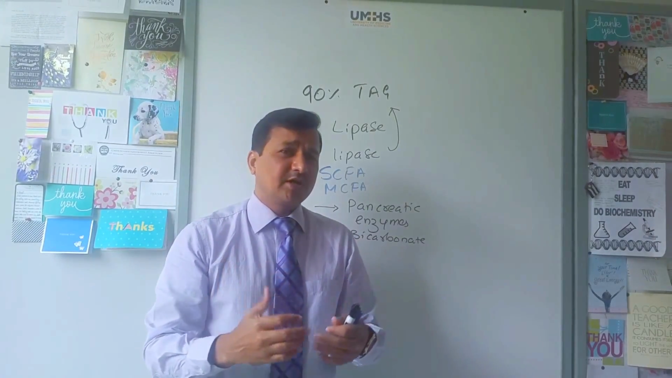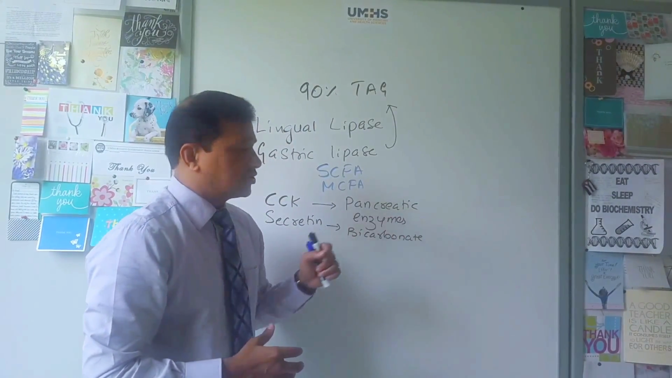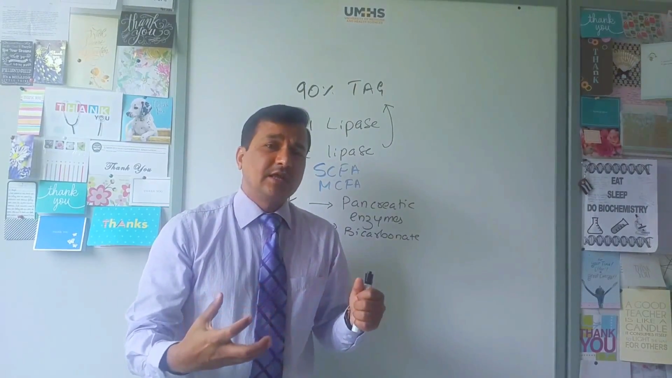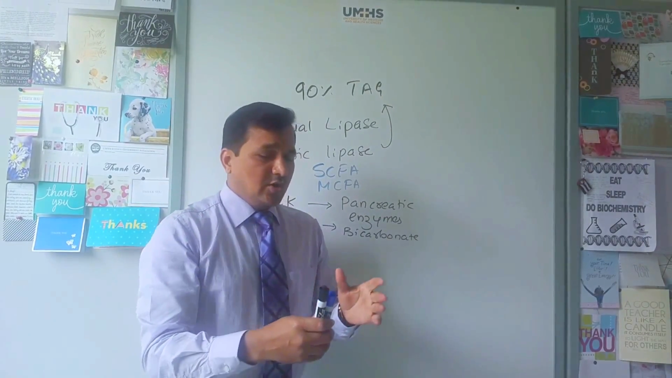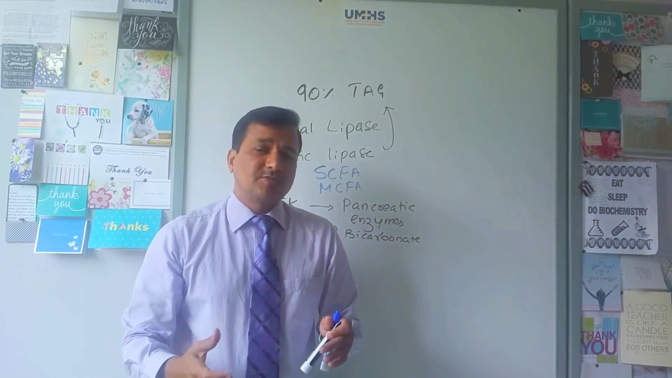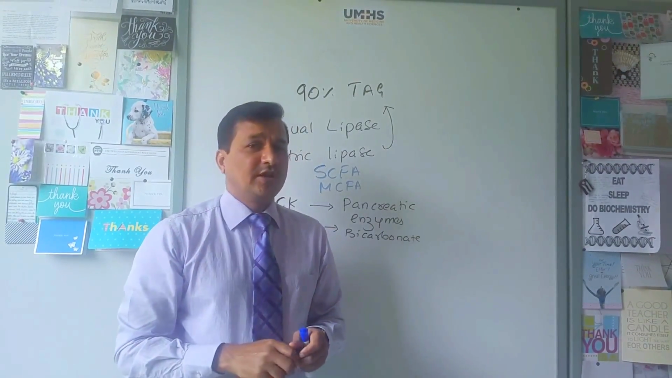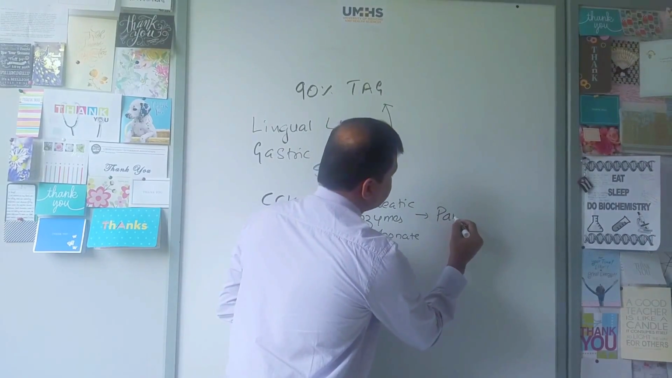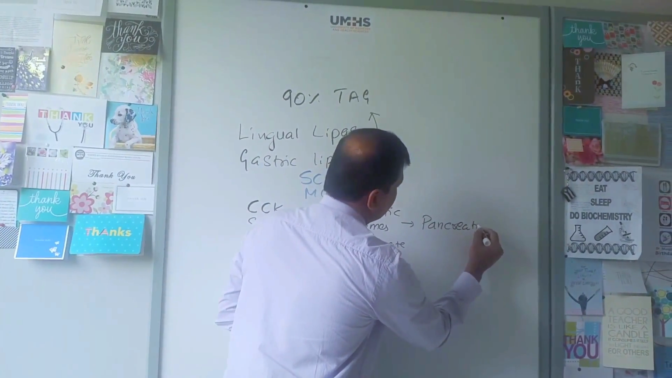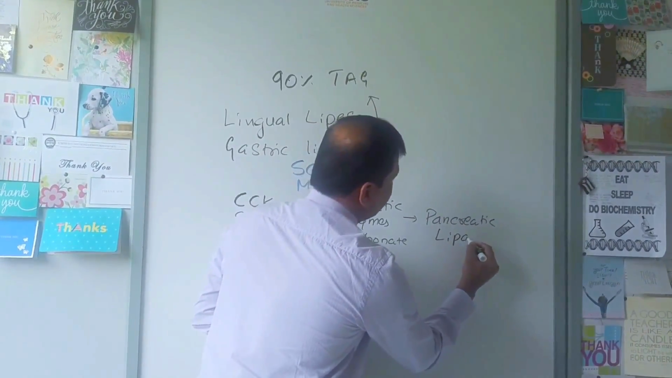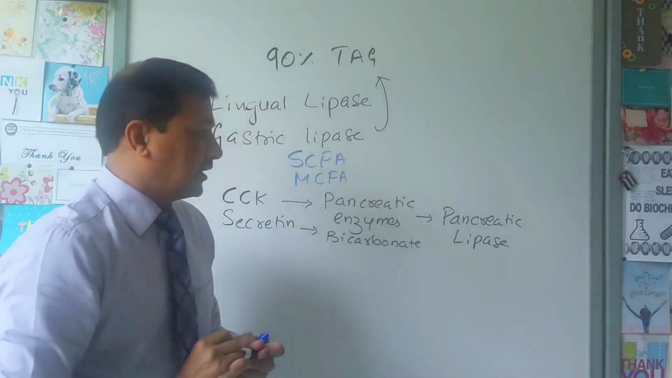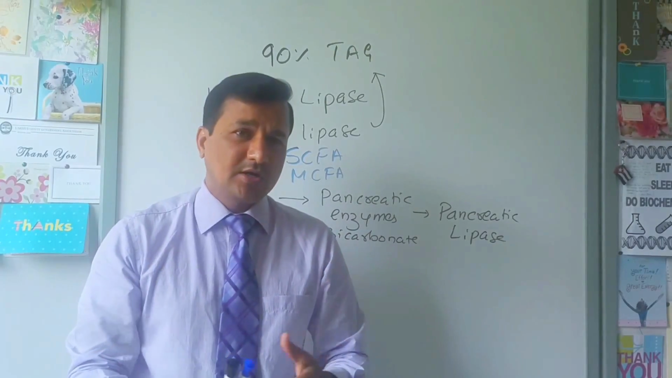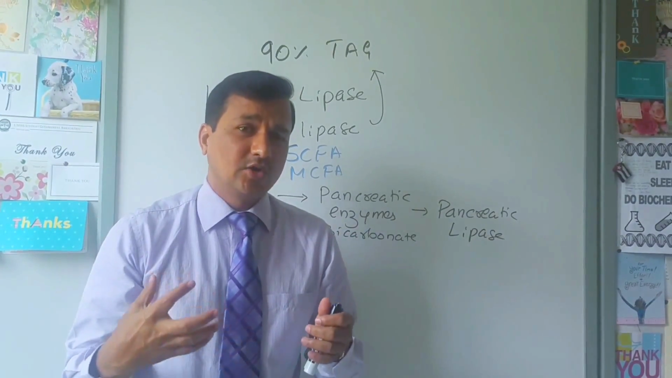At this particular pH, your pancreatic digestive enzymes are working in an optimal range, because they need alkaline pH. Now, which is the pancreatic enzyme responsible for digestion of lipid? That is pancreatic lipase. You need to remember here that pancreatic lipase needs a coenzyme, basically a partner called colipase, pancreatic colipase.